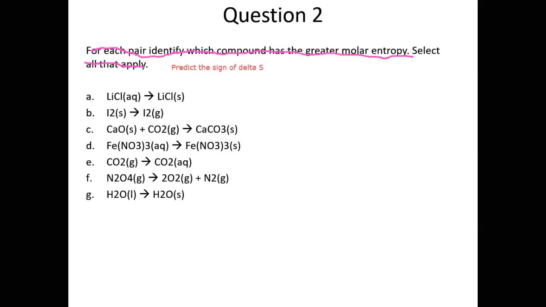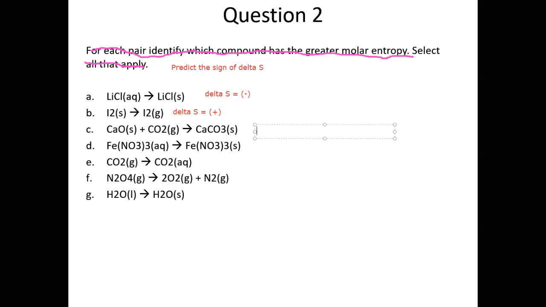So we have lithium chloride in solution becomes lithium solid. Again, lithium is a group 1 cation. So when it's in solution, it has more entropy than when it's a solid. So here the delta S of reaction would be negative. Next, we have the sublimation of I2 solid to I2 gas. Since you have a gas on the product side and a solid on the reactant side, entropy increases because the gas is more entropic than a solid. So here the delta S would be positive.